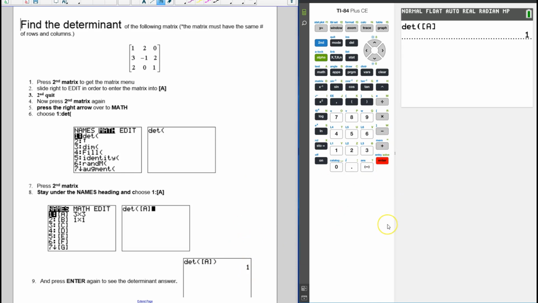Okay, and the determinant is 1. It's not a matrix answer. It is just a real number. Very, very easy.